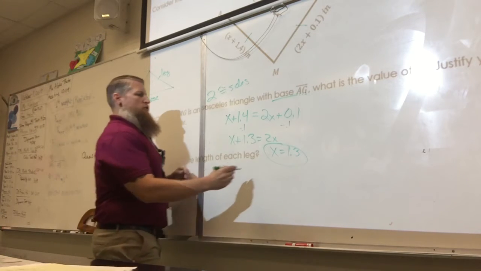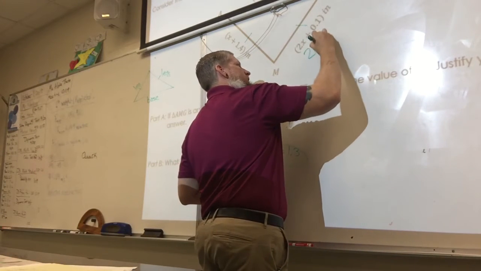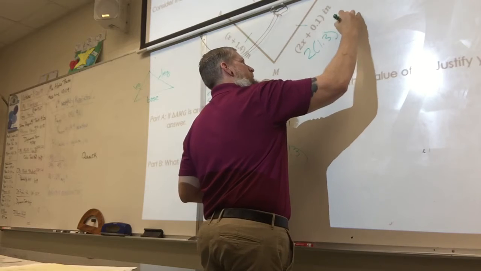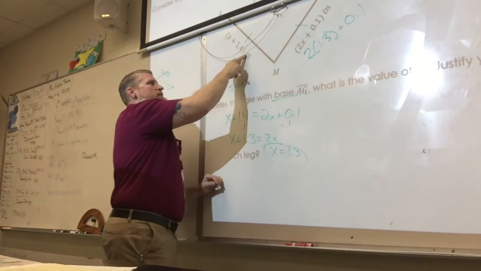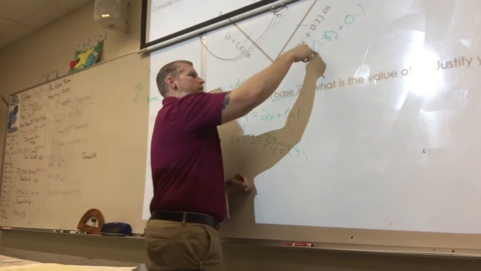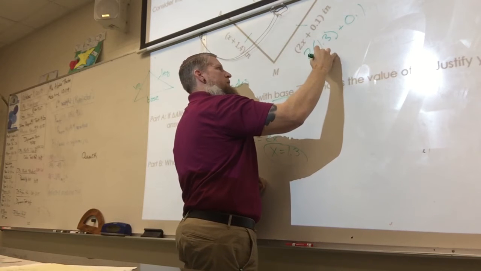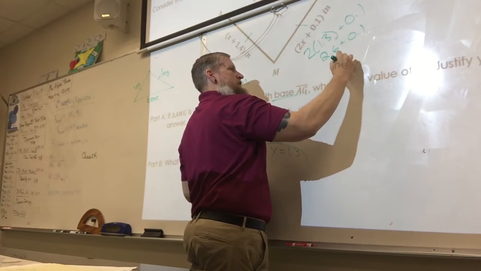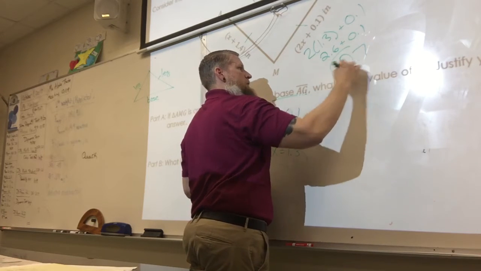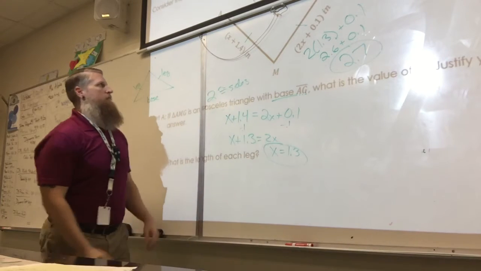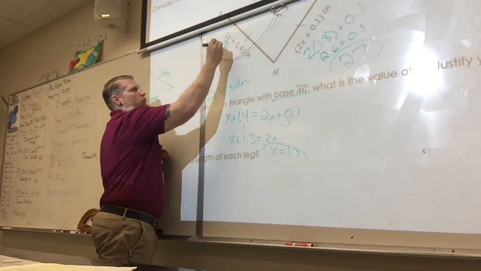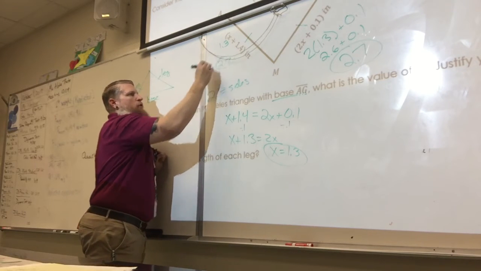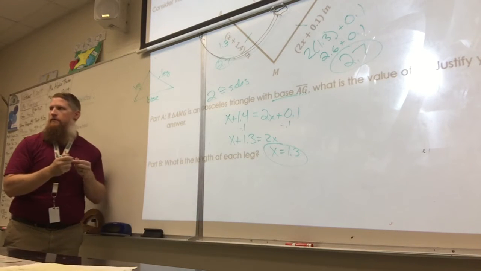Sure. So if I take that and I plug it into here, that should give me the same number I get over there. What's 2 times 1.3? 2.6. And if I add another 0.1 to that, that is 2.7. Awesome. Which I would get the same thing here, right? 1.3 plus 1.4 is still 2.7.